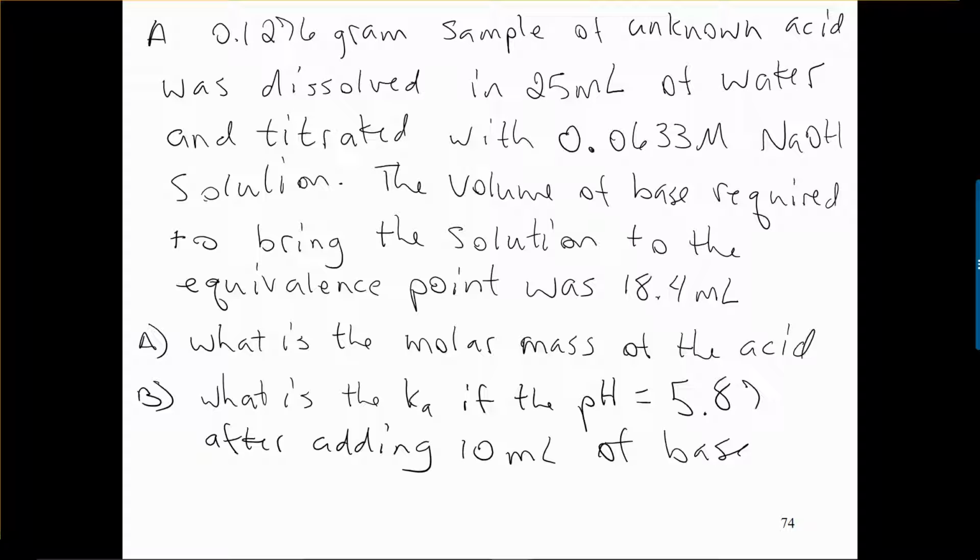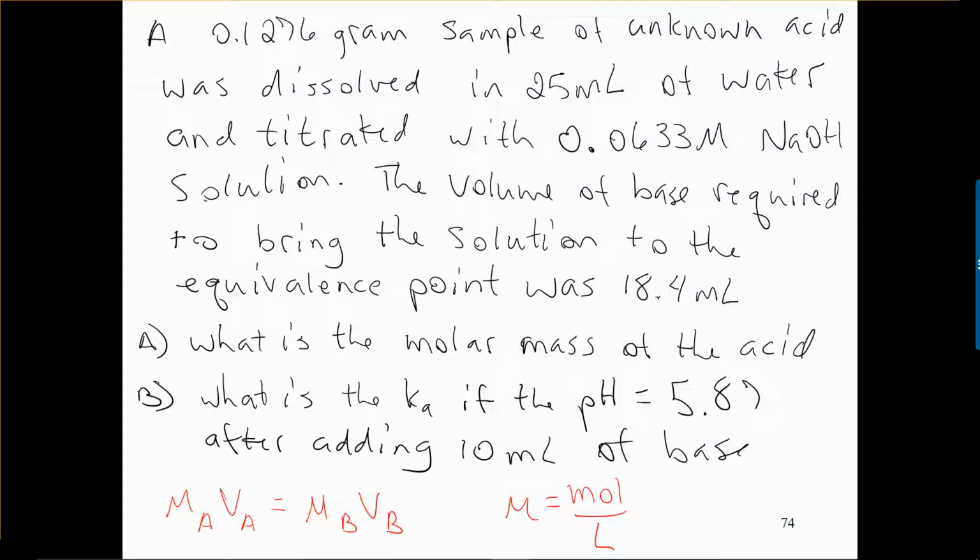Okay, so you can use the titration equation, molarity of the acid times volume of the acid equals molarity of the base times the volume of the base, to find the molarity of the acid if you wanted to. Or you just simply need to find the moles of the base because the moles of the base equal the moles of the acid. So molarity equals moles over liters.